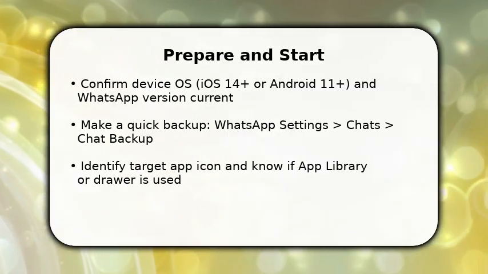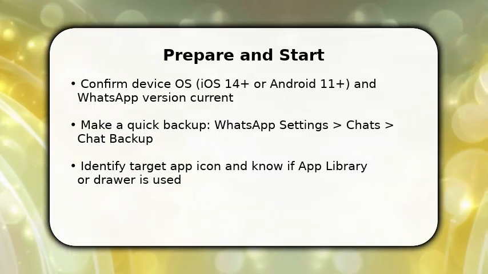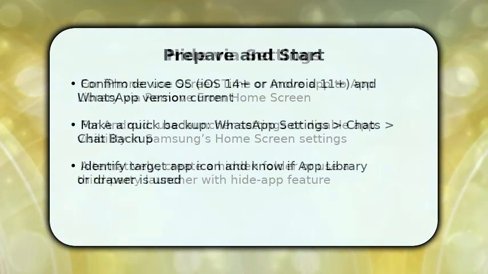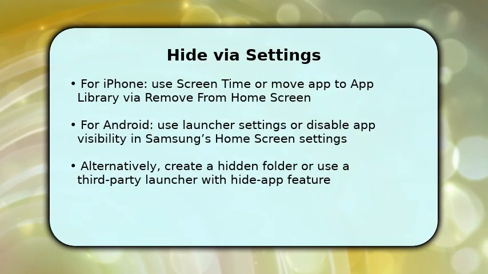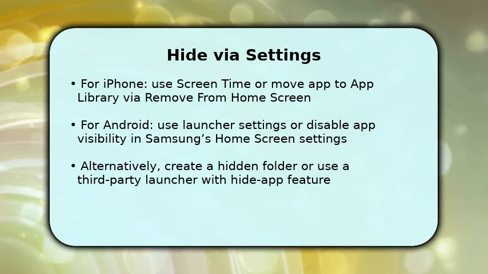Now move to the first actionable step. Gesture or long press the icon to reveal hiding options. You'll now perform the core hiding actions. On iPhone, long press WhatsApp, choose Remove from Home Screen to keep it in App Library, or use screen time limits to hide it more tightly.